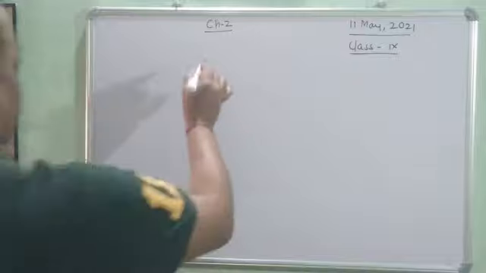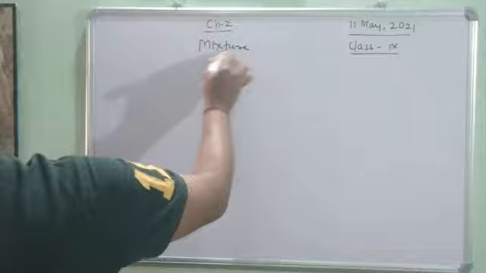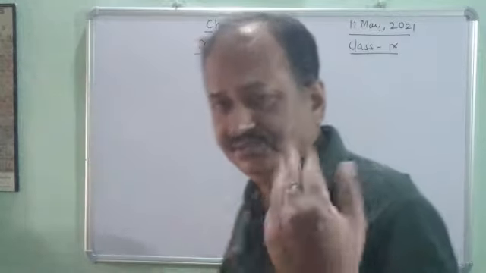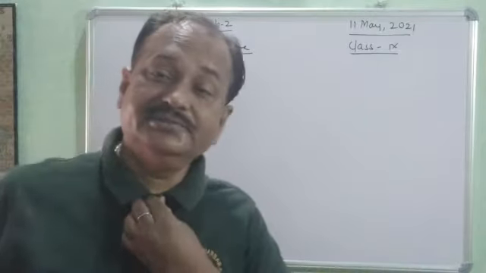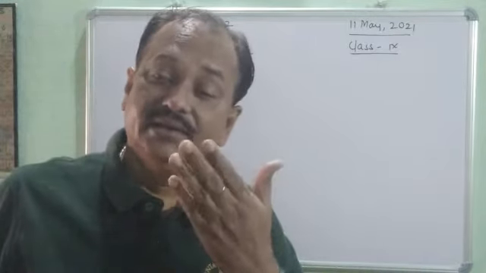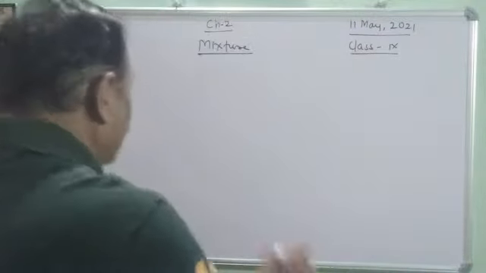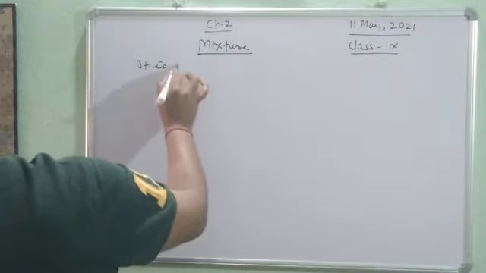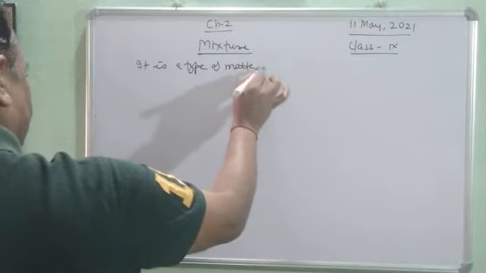So children, mixture is actually, as the name indicates, a substance made up of two or more components, several components. There can be many more components, tens of components, and they don't have any ratio as such. So see how it is. It is a type of matter.